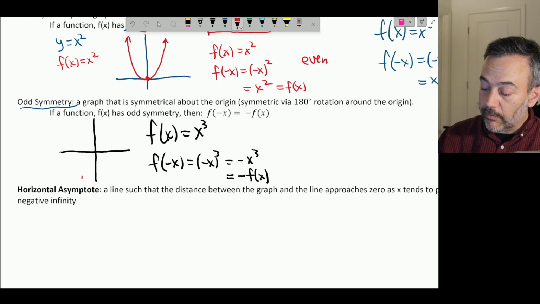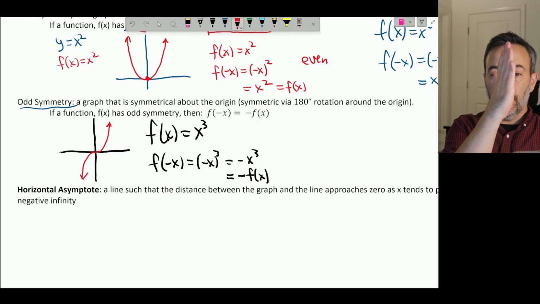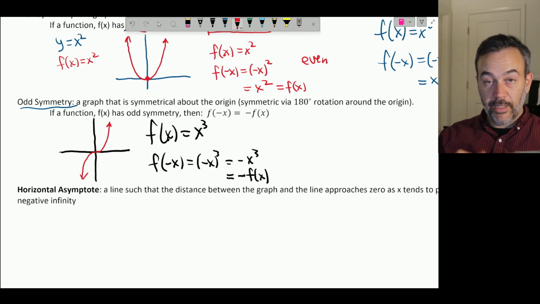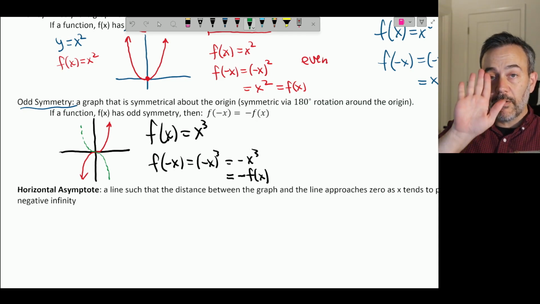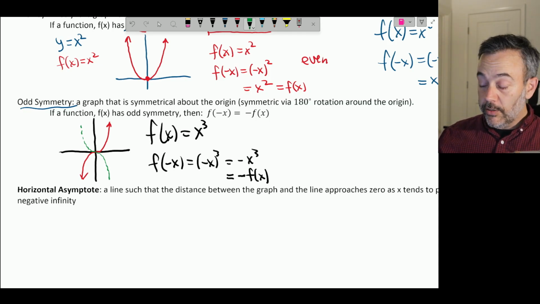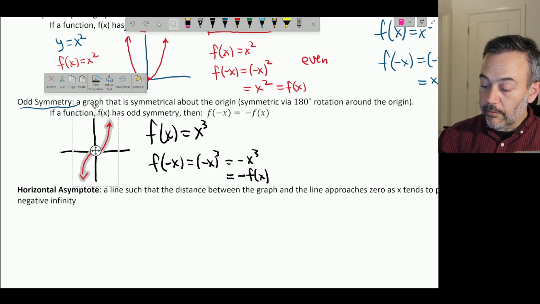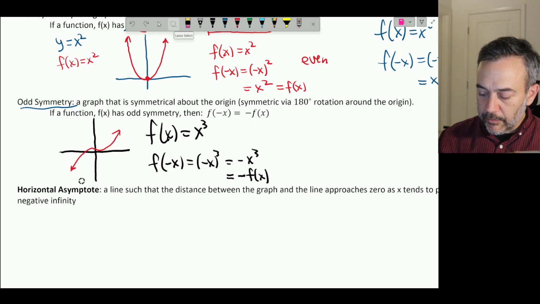Now, what does the graph of x cubed look like? It looks like this. And if you were to reflect x cubed over the y-axis and then reflect x cubed over the x-axis, you get the same graph. Because if I reflect it over the y-axis, it looks like this. And then if I reflect it over the x-axis, it would come back to the same graph. So that's one way to think of odd symmetry. Another way is to think about this. A graph is odd if you can rotate it 180 degrees about the origin.